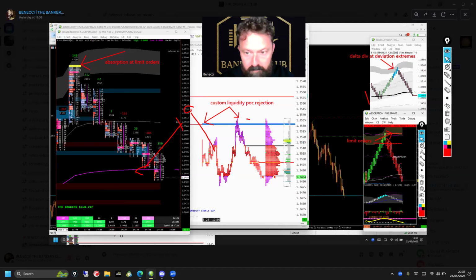And we can see the resting limit orders were there. So we can see that basically institutions were placing offers to hold the top, acting like a ceiling, absorbing any upward thrust. So again, it confirms that aggressive buyers were getting absorbed by passive sellers because the institutions were placing offers to hold this top here. So that's basically what that is.